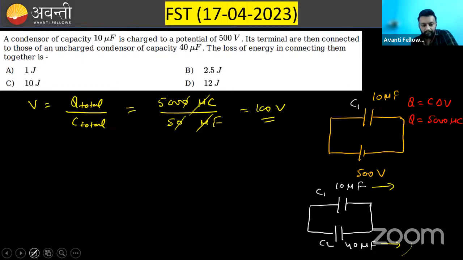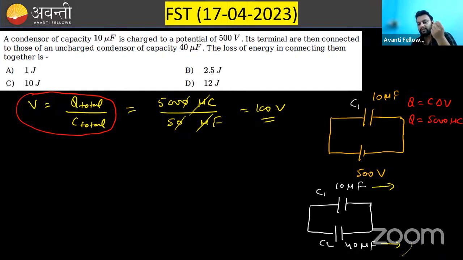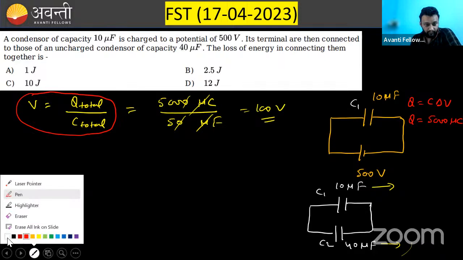Is this thing clear? You can mark it as an important formula, common potential. Whenever two capacitors or two conductors are connected, there will be a common potential, and that common potential will be given by this relation. Now we can move further.